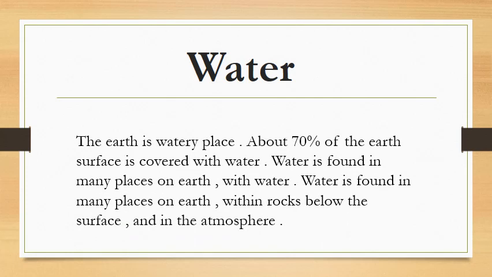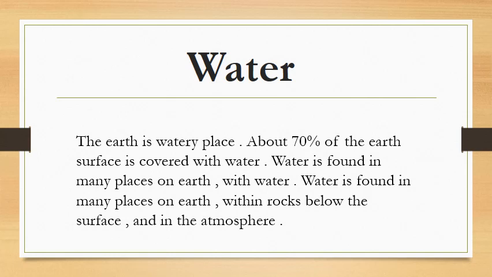The Earth is a water place. What do you mean by water place? Do you know that planet Earth is the planet with that amount of water? It's actually covered by water. About 70% of the Earth's surface is covered by water. That means we can find water everywhere on Earth.